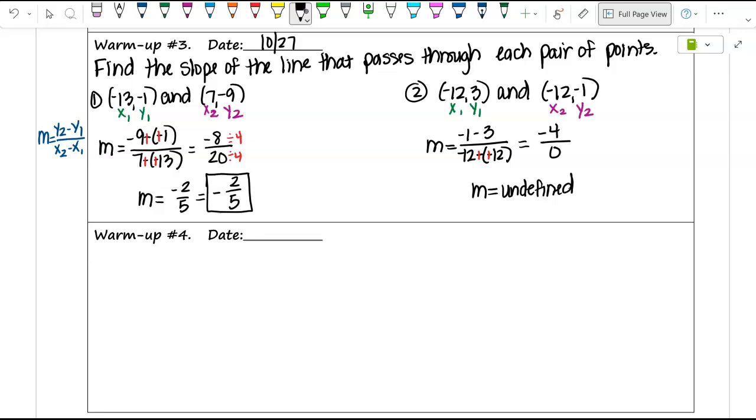Anytime you end up with 0 in that denominator, you have a slope that is undefined, which is telling you you have a vertical line. Because vertical lines are ones that have slopes that are undefined.